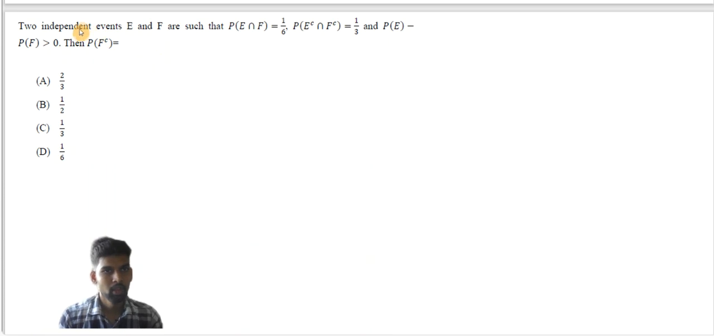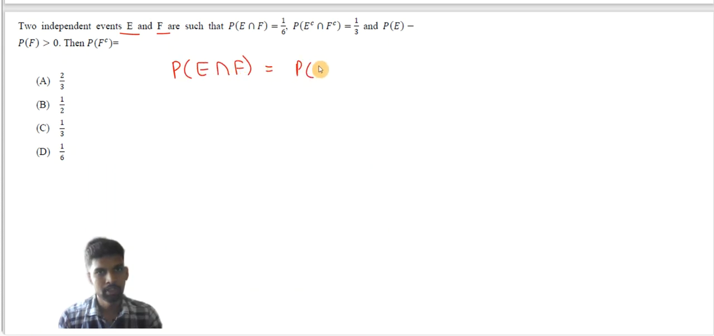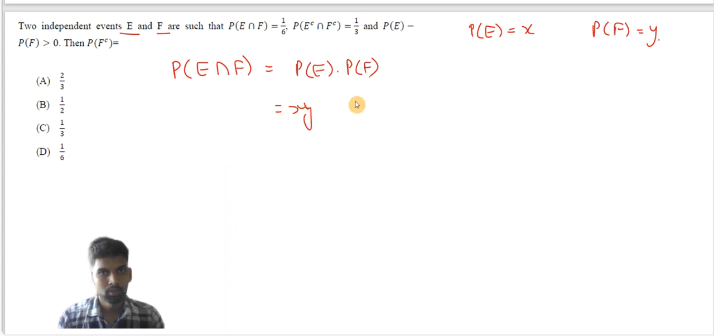Okay. So what we have is two independent events E and F, that is, P(E intersection F) is P(E) times P(F). For algebraic simplicity, let me denote P(E) by x and P(F) by y. So it is xy, and they have given it equal to 1 by 6. So xy is equal to 1 by 6.